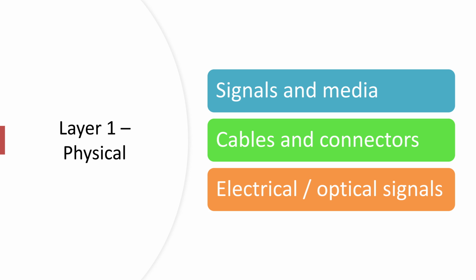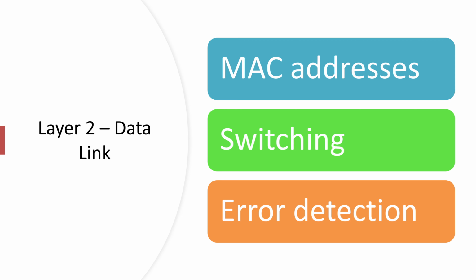And now, layer 2 is the data link layer. This layer is responsible for moving data between devices on the same local network. It uses physical addresses called MAC addresses. Switches operate primarily on this layer. The data link layer also detects transmission errors and controls how devices access the network medium. So if two devices are on the same LAN, layer 2 is responsible for delivering the data correctly.